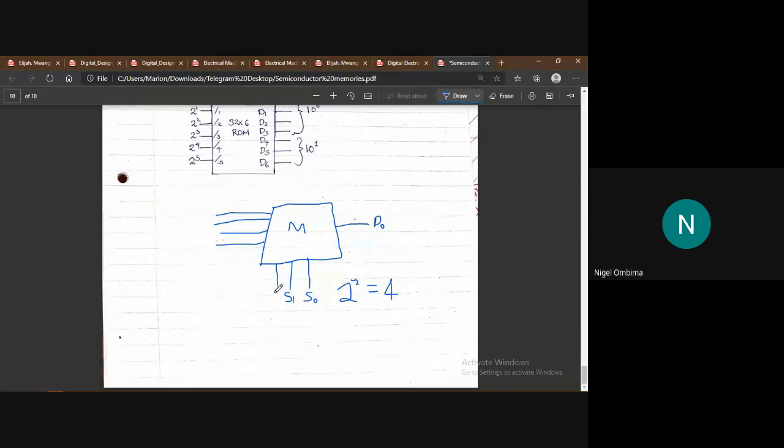If I add S2 here, it would be 2 power 3, which gives us 8. So we add more inputs: 1, 2, 3, 4, 5, 6, 7, 8, like that. Then it gives us one output. I can't remember what goes on inside here, but basically that's the entire gist of what you need in this question.